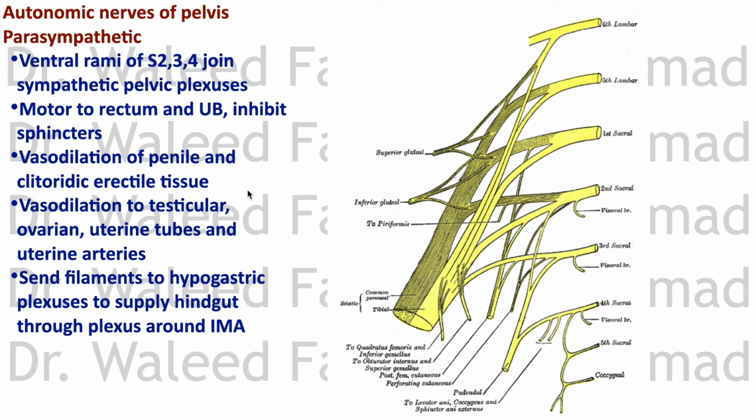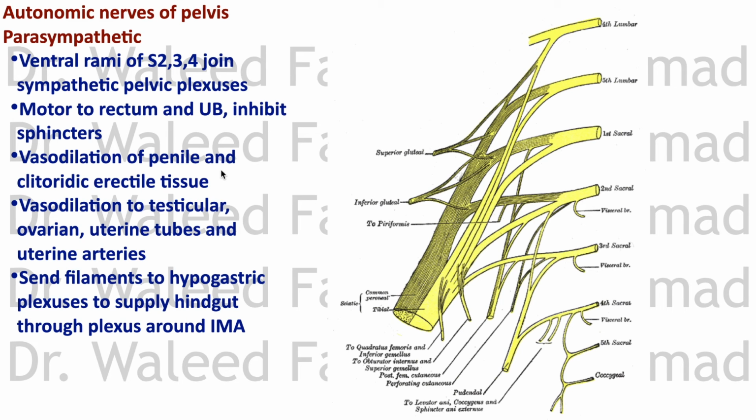Autonomic nerves of the pelvis, parasympathetic. The ventral rami of S2, 3, and 4 join the sympathetic pelvic plexuses, meaning the inferior hypogastric plexus. Actually, it's together with the branches of the sympathetic chains that they form the inferior hypogastric plexus on the lateral pelvic wall. It's motor to the rectum and urinary bladder and inhibits sphincters, so it's for defecation and urination.